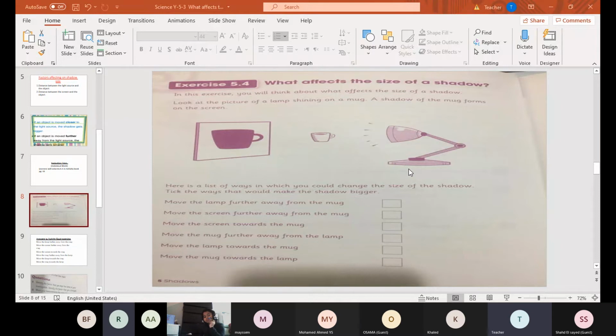The first one is wrong. So put a cross on it, because they said only put the tick where you get the bigger shadow. The next one: if you go further away from the wall, then what happened? Your shadow will be bigger or smaller? Bigger. It's bigger, so correct. Put the tick here.